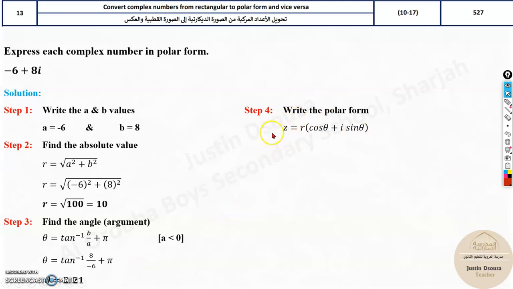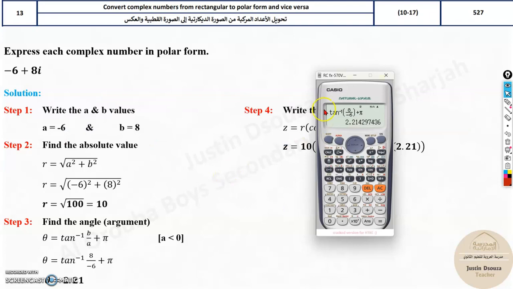Now write the values over here. Z will be the same. R is found out to be 10. Cos, what is the theta value? 2.21. I sin 2.21. This is it. You can check your answer. This is the simple way to check.